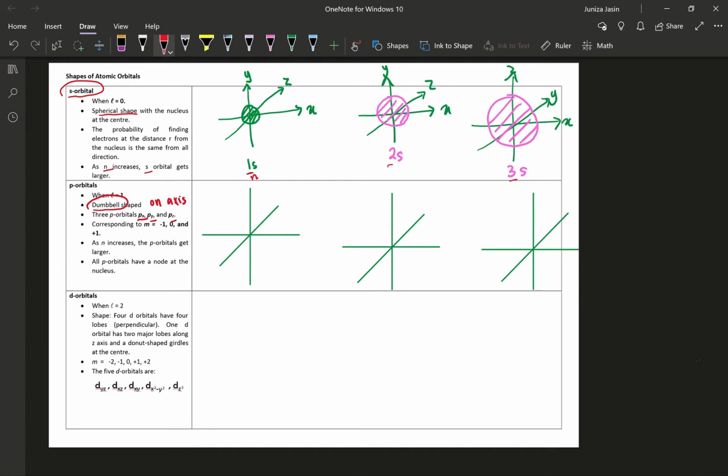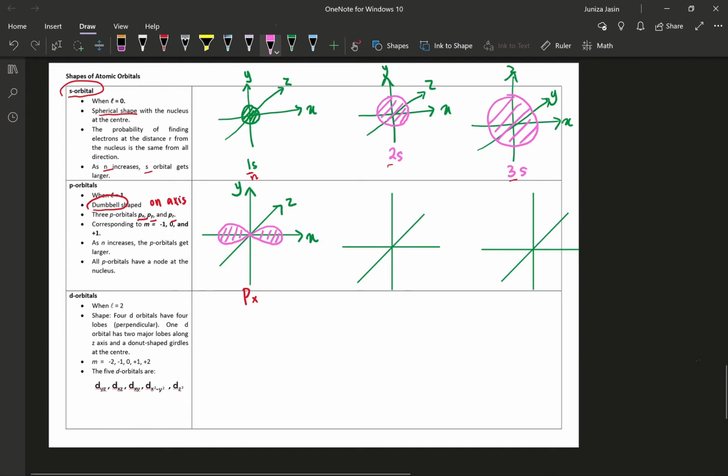So, for example, the first one I want to draw PX. If I want to draw PX, saya kena label dulu paksi ni. So, let's say this is X, this is Y, this is Z. I want to draw PX, that means I need to draw on the X axis shape dumbbell. Okay, so ini dumbbell, and dumbbell ada two lobes. Two lobes mean dia ada dua kelopak ni. So this is the shape of PX, done.